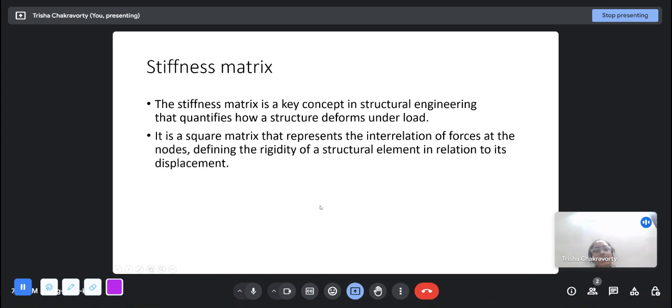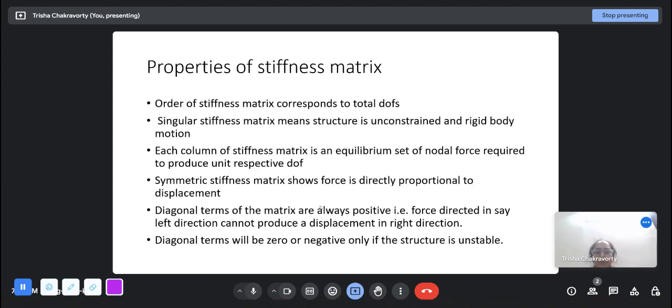Then a stiffness matrix is a key concept in structural engineering that quantifies how a structure deforms under load. The stiffness matrix is a square matrix that represents the interrelation of forces at the nodes, defining the rigidity of a structural element in relation to its displacement. There are some properties of stiffness matrices.